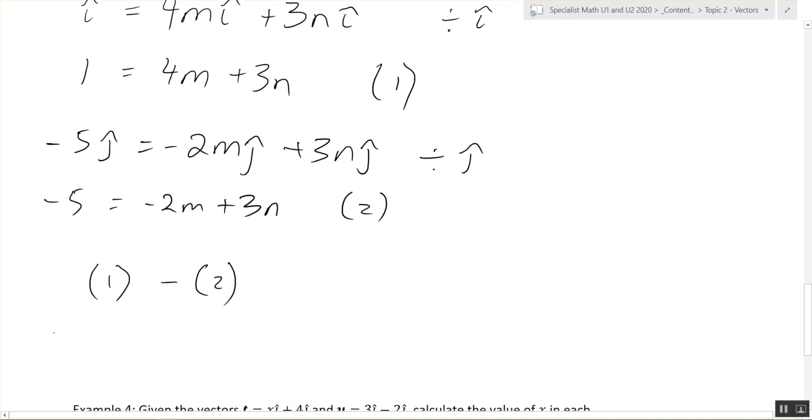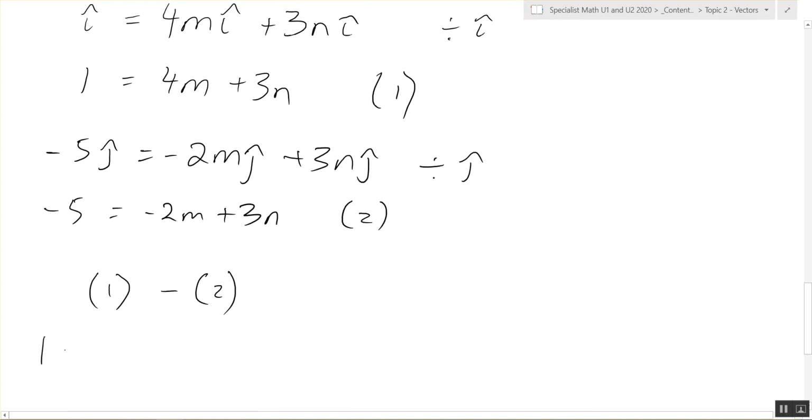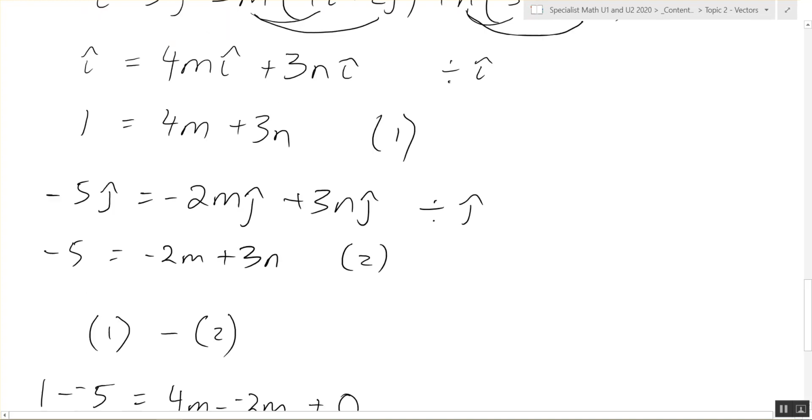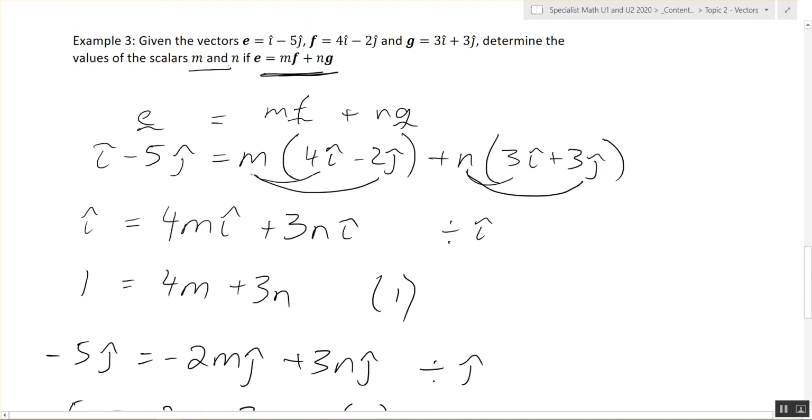We're left with 1 minus negative 5 on the right side of the equals. We have 4m minus negative 2m, and 3n minus 3n is 0. So you're left with 6 equals 6m. The m is therefore equal to 1. Okay, so we found the first unknown scalar.